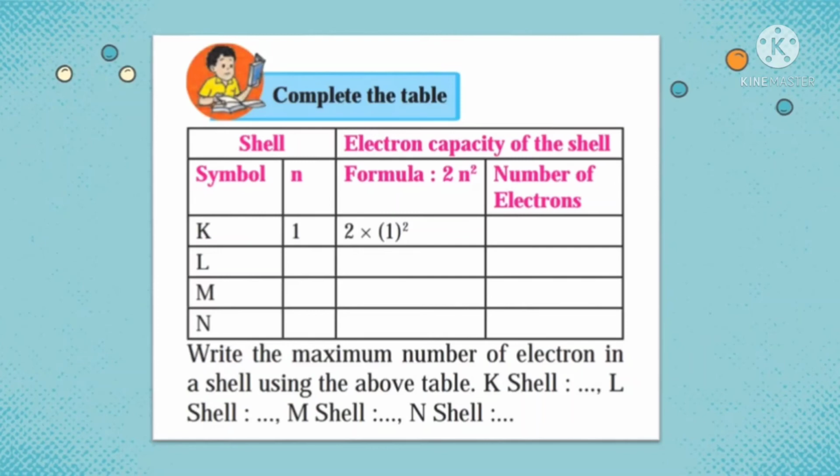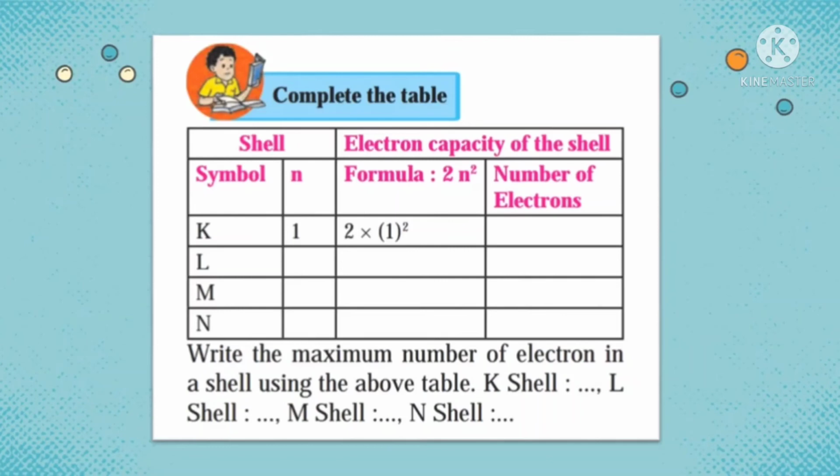Here in this table, the shell number with the symbol and the electron capacity of the shell with the formula and number of electrons we are going to find out. Here the symbol K is showing the first shell, therefore small n is equal to 1. Now if we put the value of n in the formula of 2n square, n is equal to 1, 1 square is equal to 1. So 1 into 2 you will find is 2. Therefore the number of electrons in the first shell K is 2.